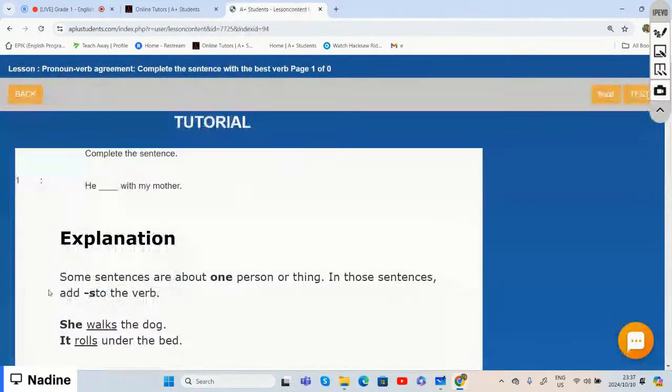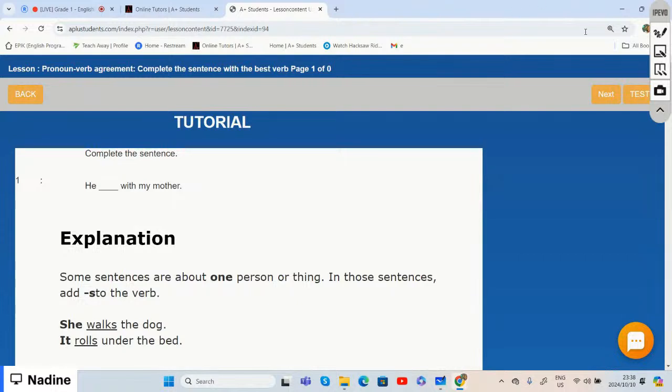All right, so now we're going to pronoun verb agreement. The pronoun takes the place of a noun. And remember, a noun names a person, an animal, a place, or things. Instead of saying somebody's name, we use a pronoun that takes the place of that noun. So now we'll say things like she and he and it and they.